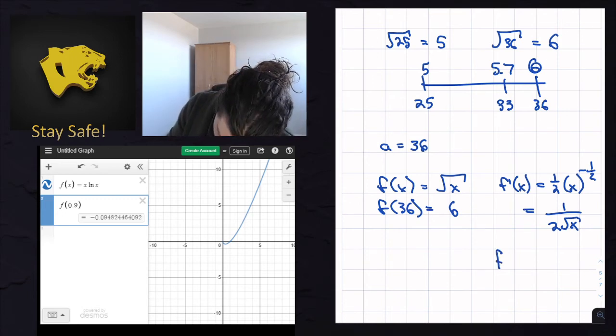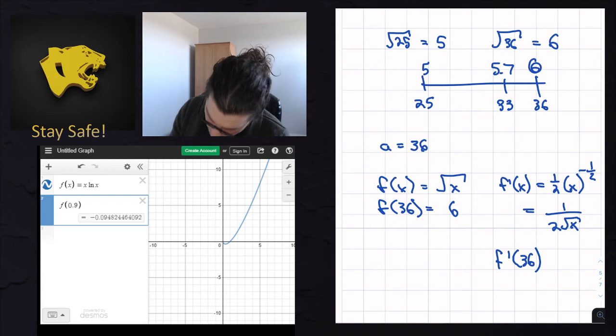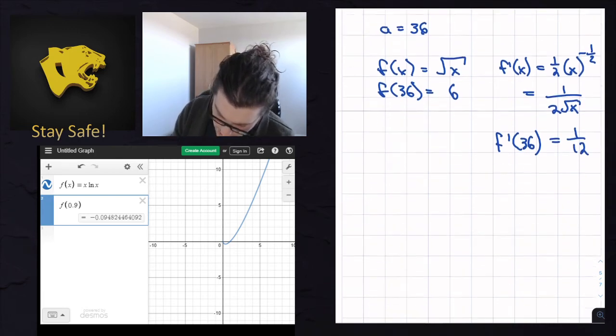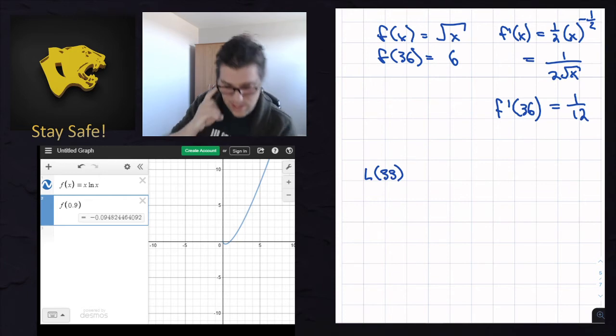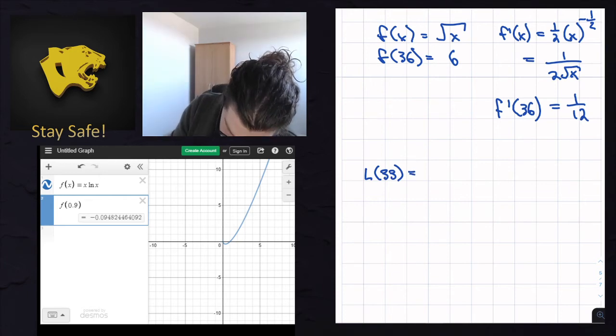So then f prime at 36, because you need to know f at a and f prime at a, is going to be 1 divided by 2 times the square root of 36, which is 6. So it would be 1/12. So we are going to say then that the linearization that will allow us to get the value close to 33 is going to be f of a.